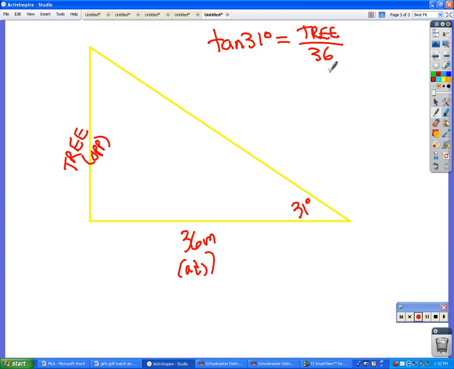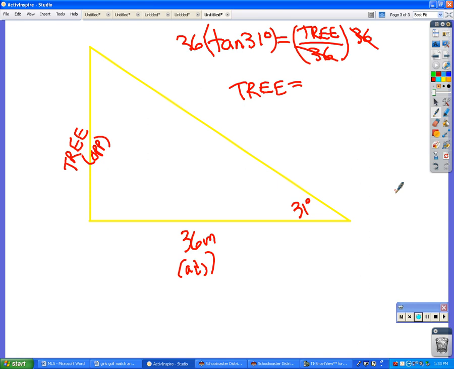Okay? So if I want to figure out how tall the tree is, how do I get the tree by itself? How do I get rid of the 36? I have to multiply by 36 because it was dividing by 36, and multiplying is the opposite. So those cancel out. And now you can ask your calculator, oh mighty calculator, what is 36 times the tangent of 31 degrees?